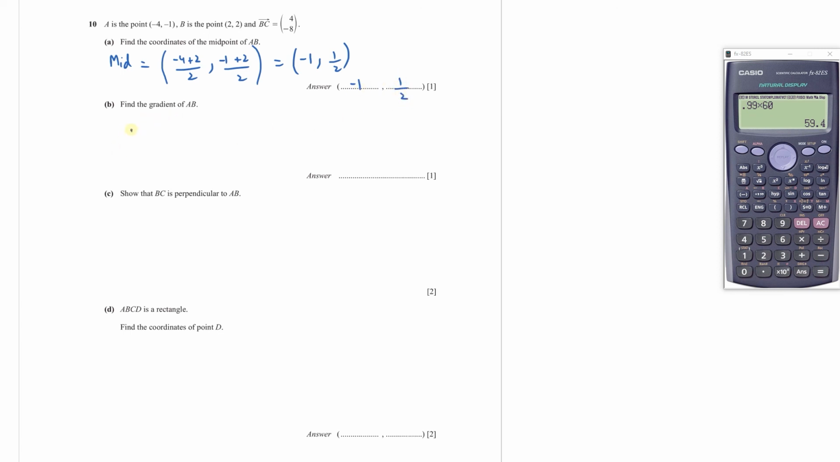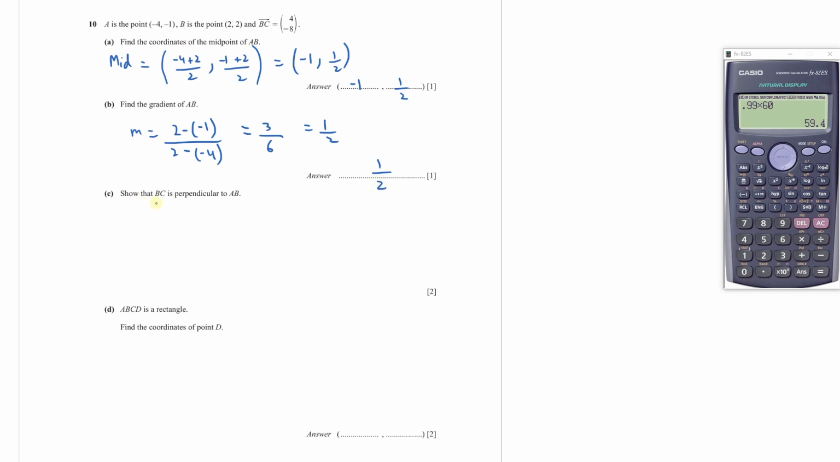Find the gradient of AB. So the gradient is y2 minus y1 over x2 minus x1, so let's take this as x2 and y2 and this as x1 and y1. So this will be 2 minus -1 over 2 minus -4. So this will be 2 plus 1, which is 3, over 2 plus 4, which is 6. So this is 1 over 2.